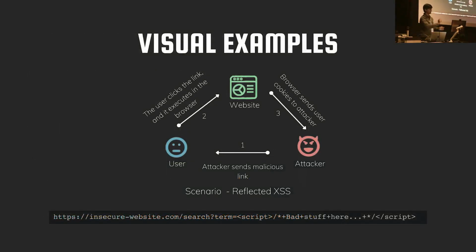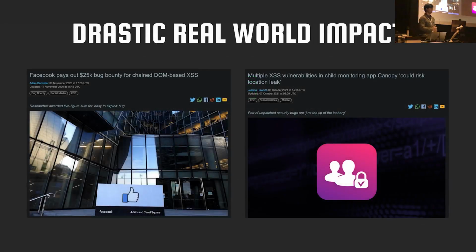And just another visual example. Let's say I have an attacker whose target is to get the session cookies, and they craft a malicious URL like this and send it to the user, and the user clicks it. Because this website is insecure, it will run this code instead of just running text, and the attacker will get the session cookies. Again, pretty basic stuff. If you want to learn more, please do.